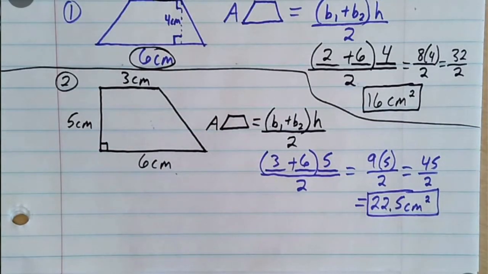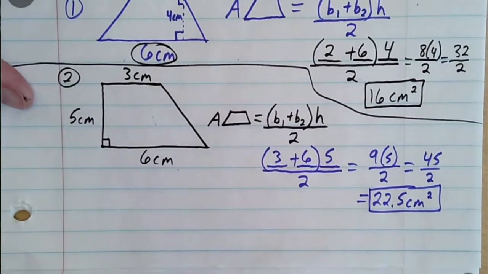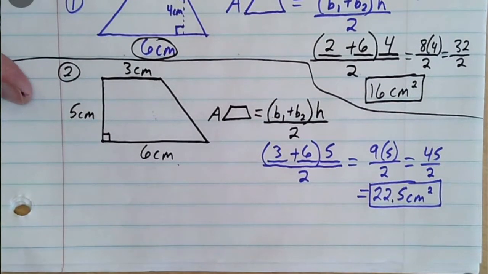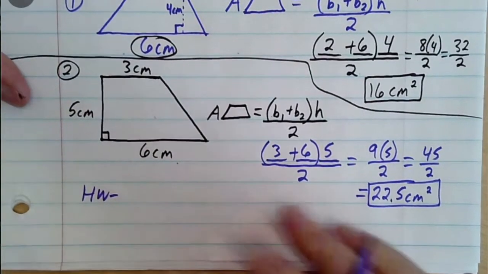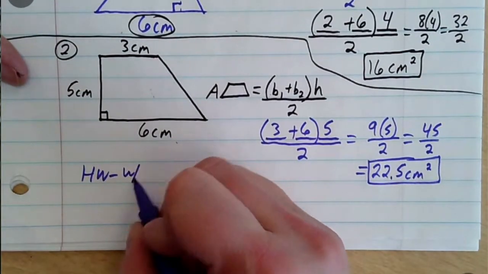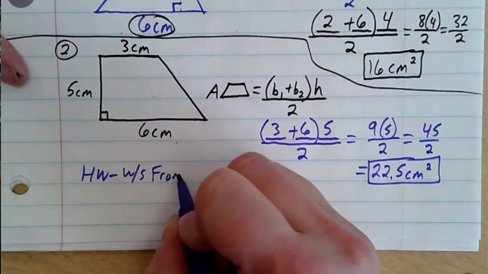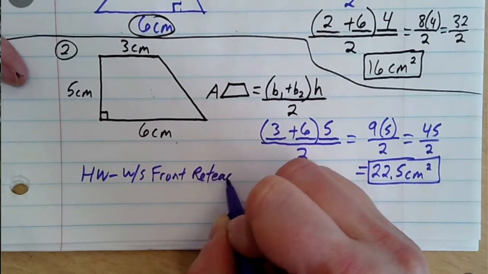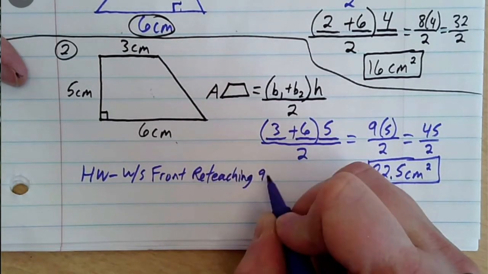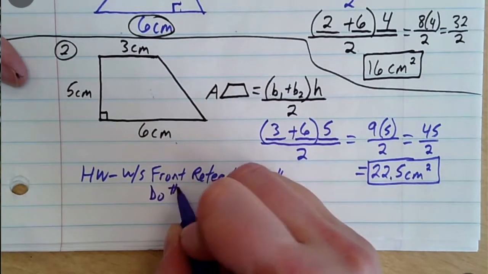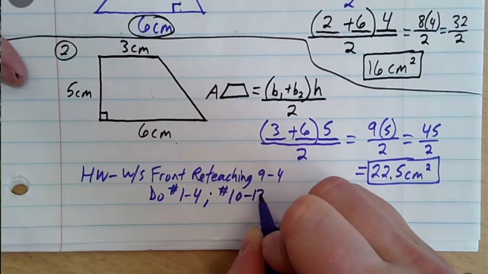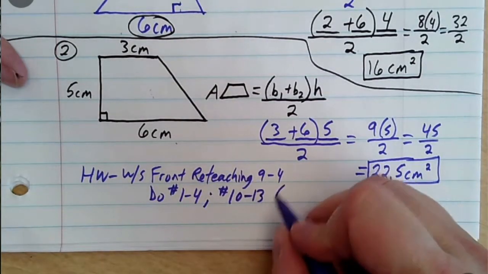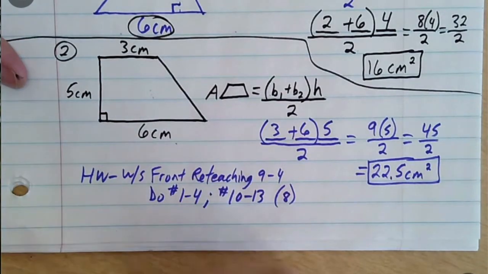On this particular assignment today, you are not doing any trapezoid homework. We're going to give you kind of a day to think about these notes. You're going to review. So your homework today is going to be a worksheet. The front is called Reteaching 9-4, you are going to do numbers 1 through 4 on it. Skip down and do numbers 10 through 13. That means you're doing 4 and 4, which means you're doing 8 problems on the front. And then that's the front.